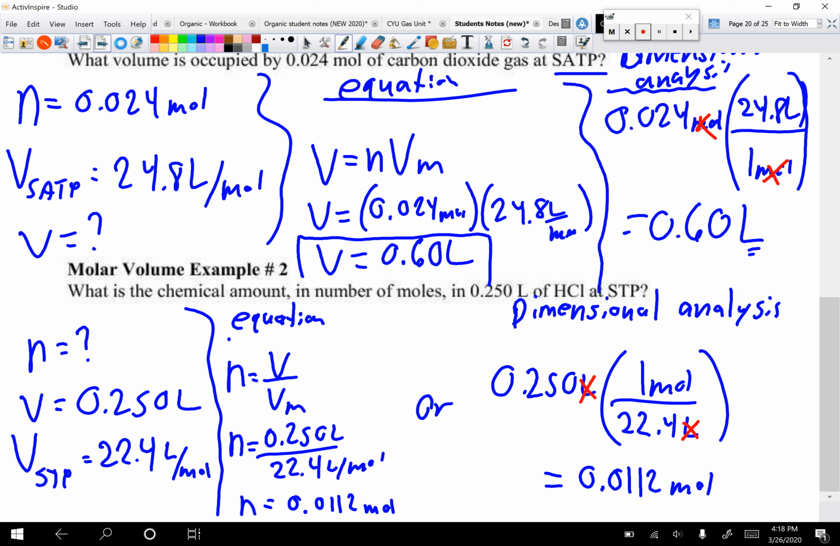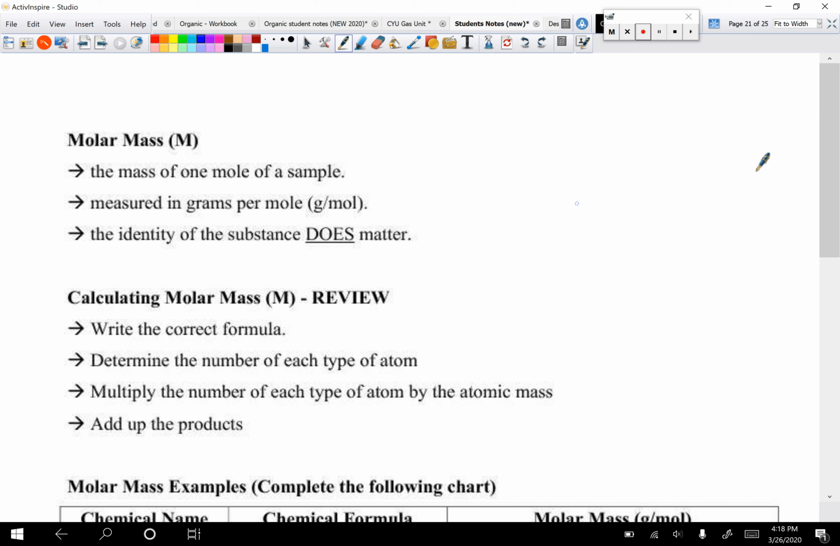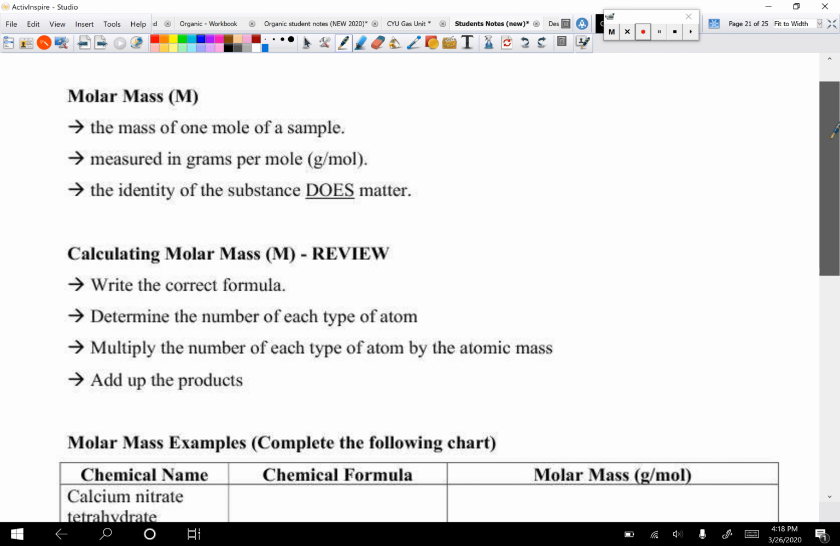All right, so if you notice where we do have molar volume in there, the moles come in. If you remember last time we saw moles, we used molar mass in solving for mass. So this is where we're leading with this right here as well, because where we're solving for number of moles, it's that universal thing that every single chemistry equation will have number of moles in it. So if you remember, molar mass is the mass of 1 mole of a sample. The units are grams per mole, and the identity of the substance definitely matters.